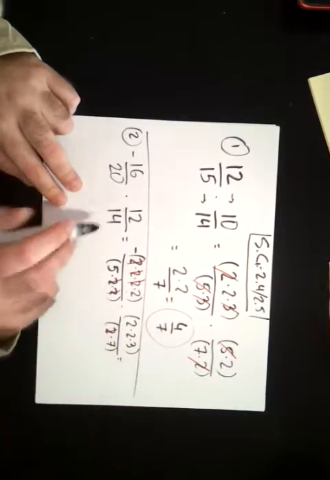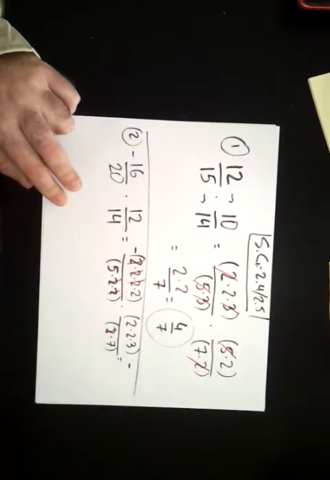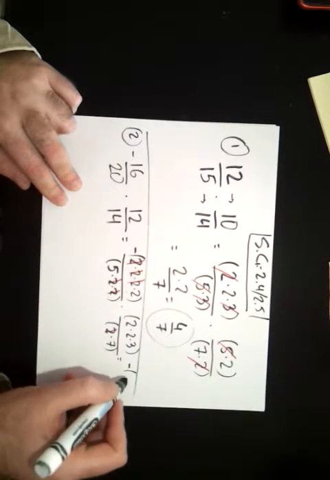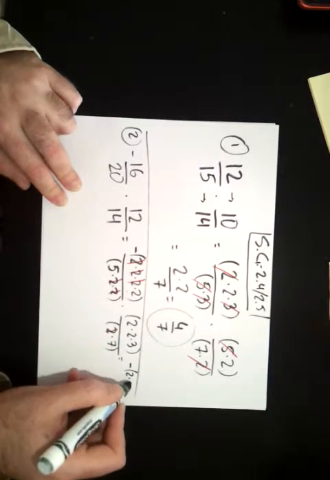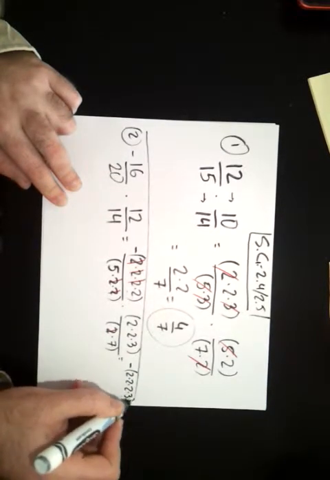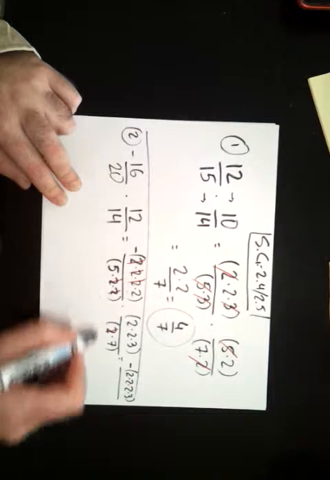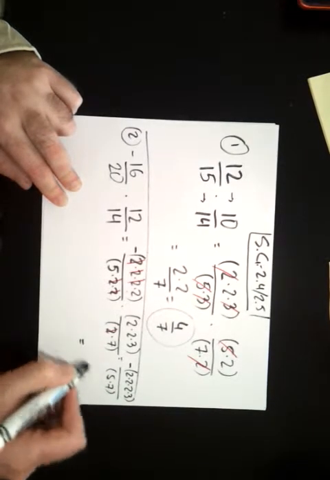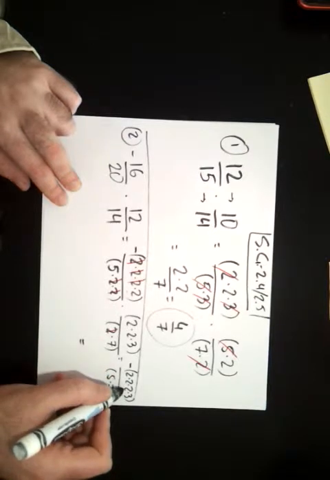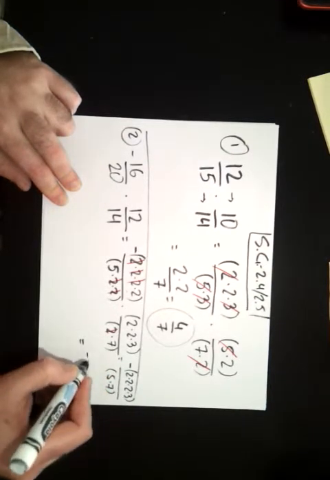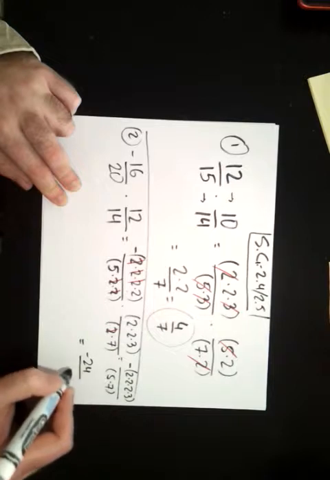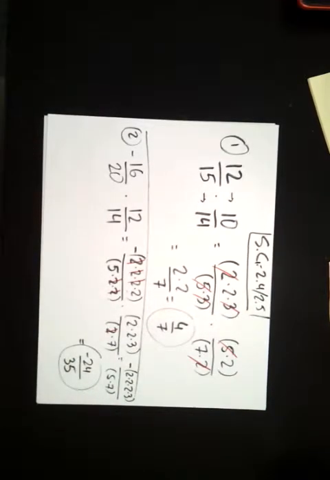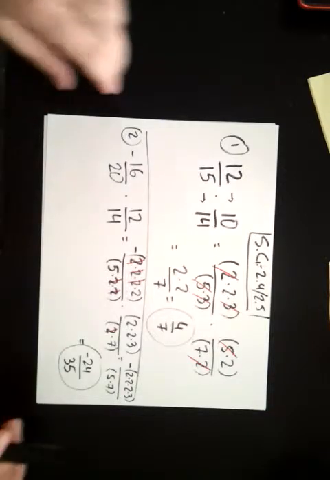So what I'm left with is this negative. Then at the top I have 2 times 2 times 2 times 3. And I think, yeah, that's right. So 2 times 2 times 2 times 3. The negative is still there. On the bottom I have 5 times 7. 2 times 2 is 4, times 2 is 8, times 3 is 24, so negative 24. 5 times 7 is 35. And that is my answer for number 2.